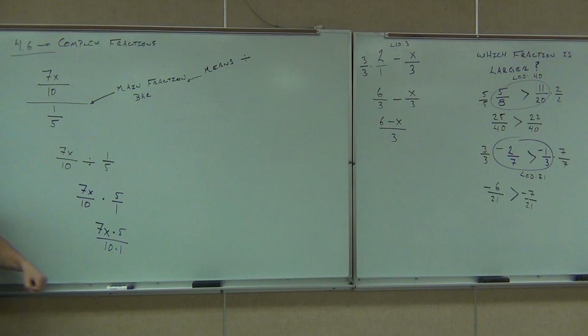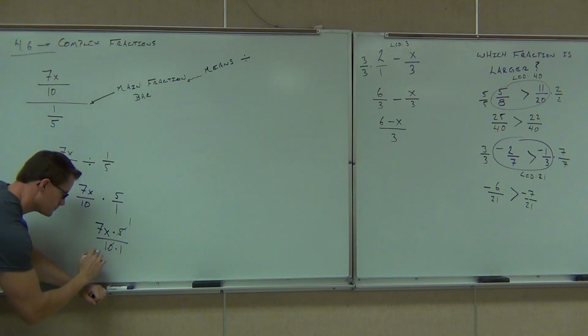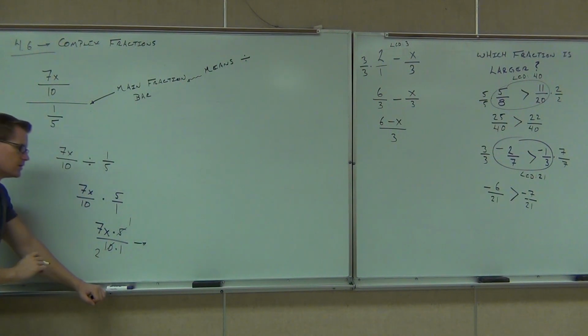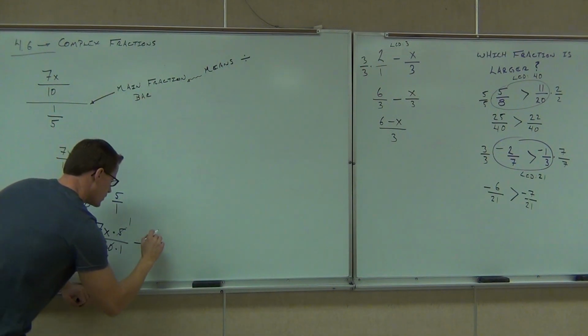Now we're going to look for common factors. You said the 5 and the 10, we're going to divide both by 5. What's 5 divided by 5? 1. And 10 divided by 5? 2. What am I going to have on my fraction, please? 7x over 2.